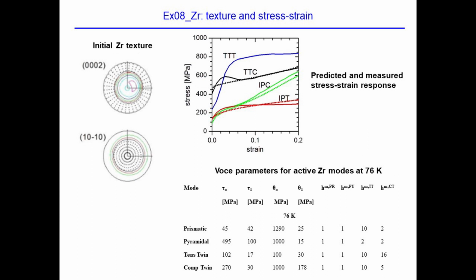So these are the basal poles, these are the prismatic poles, perpendicular to the basal poles. As you can see here, the z-axis is perpendicular to the plate. This is the normal direction, or the z-axis is parallel to the normal direction. So the normal direction of this material is going to be hard.